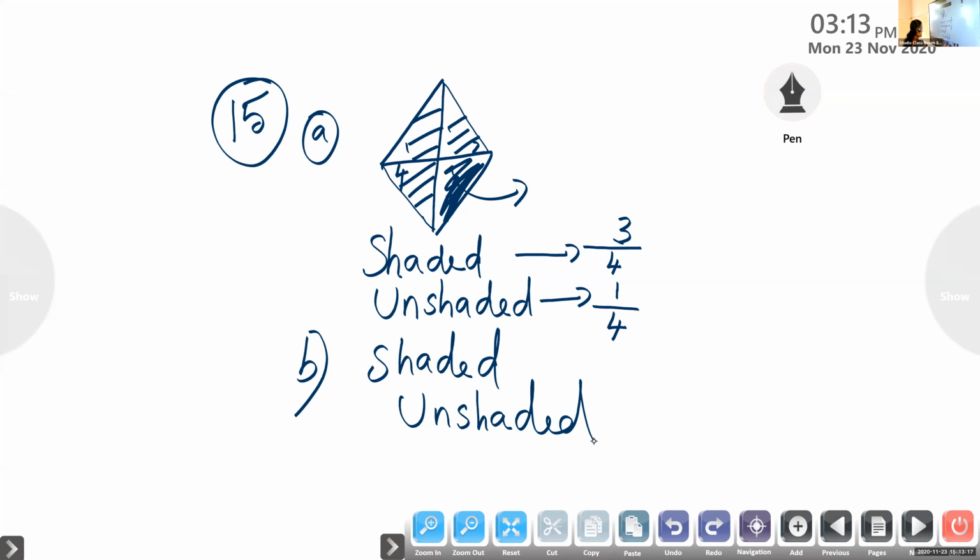Okay, Felix, what's the answer of question number B? Fraction for shaded. 4 by 8. Very good. 4 by 8. What about unshaded? 4 by 8. Very good. Children, please check your answers.